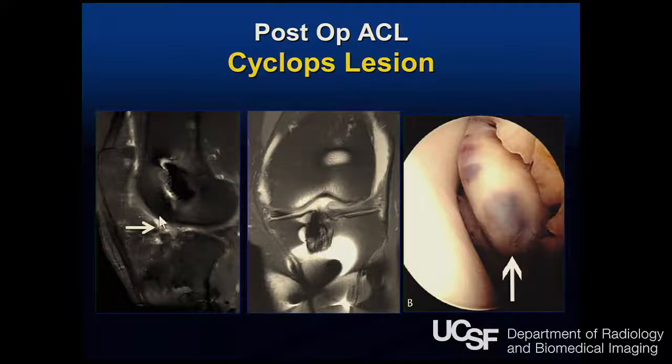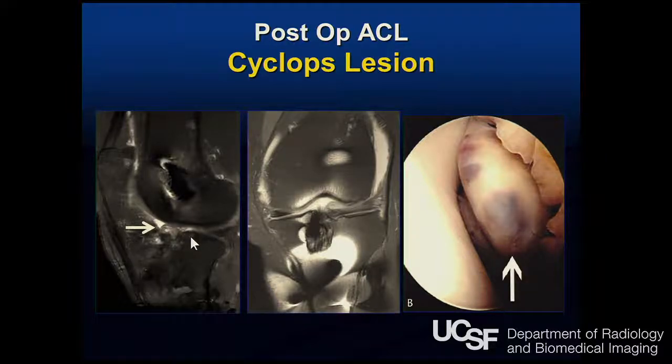Now, a cyclops lesion is seen here on the sagittal fluid-sensitive MR as a rounded area of low signal. It'll be low signal on all sequences. And what this is, in fact, is scarring and fibrosis surrounding the distal stump of the torn ACL. When our surgical colleagues go in and repair the ACL, they do not remove the distal stump of the ACL. So this is frequently left and oftentimes will go on to scarring and or the cyclops lesion.